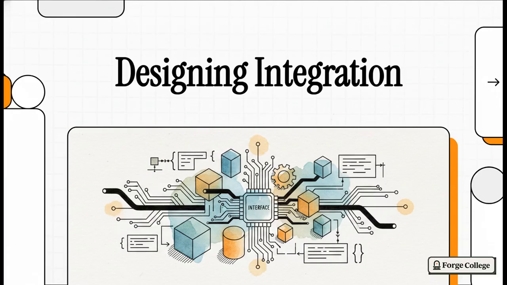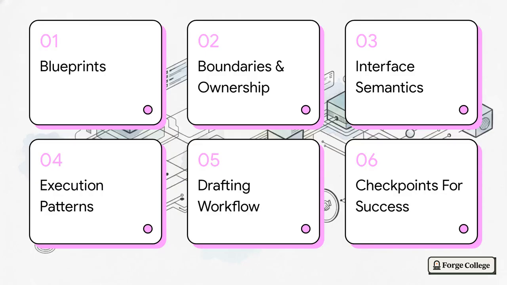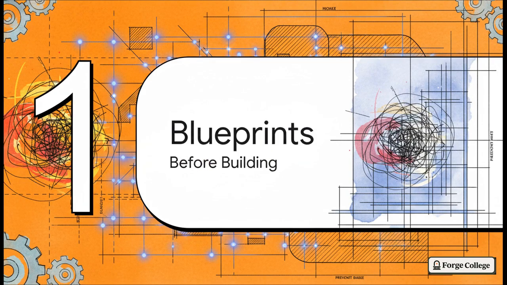Let's get into it. Here's our blueprint for today. We're hitting 6 key areas. 1. Blueprints before building. 2. Boundaries and state ownership. 3. Defining interface semantics. 4. Integration and execution patterns. 5. The drafting workflow. And finally, 6. Checkpoints for success. Starting with Section 1.